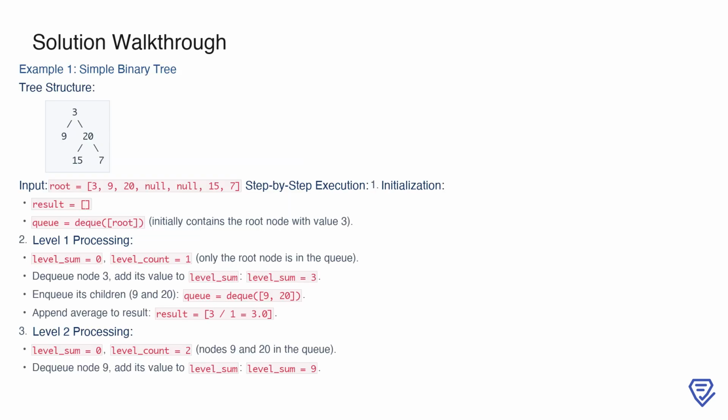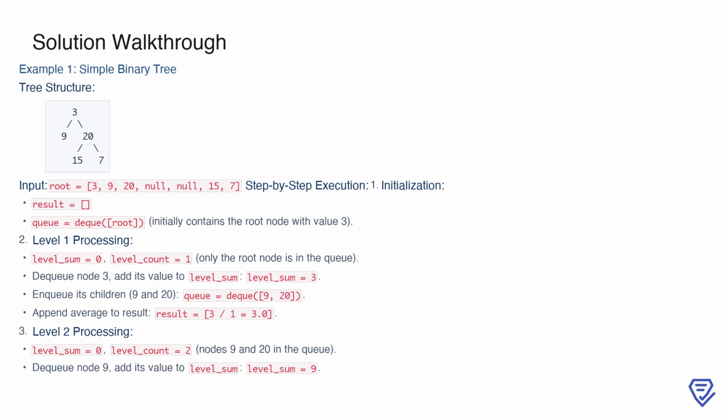Here, we are solving the problem of finding the average of node values at each level in a binary tree. Let's start with example 1, where we have a simple binary tree. The input represents a tree with root value 3, and its children are 9 and 20. Node 20 further has two children, 15 and 7. First, we initialize an empty result list to store the averages and a queue containing only the root node.